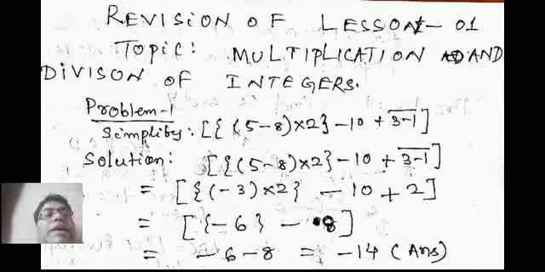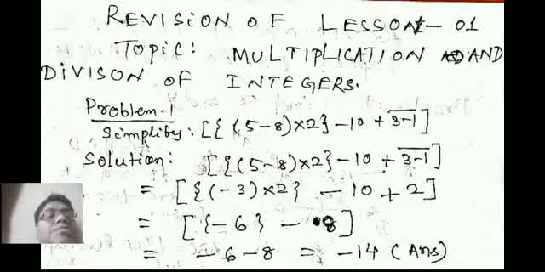Simplify: {[{(5 minus 8 into 2)} minus 10 plus 3 minus 1]}. So first we'll go to the parenthesis, that is 5 minus 8 is minus 3, into 2, curly bracket close, square bracket given in the beginning, minus 10 plus 2, square bracket close.